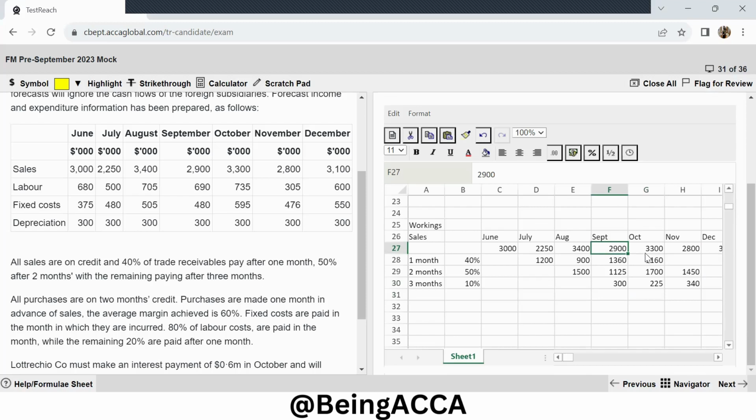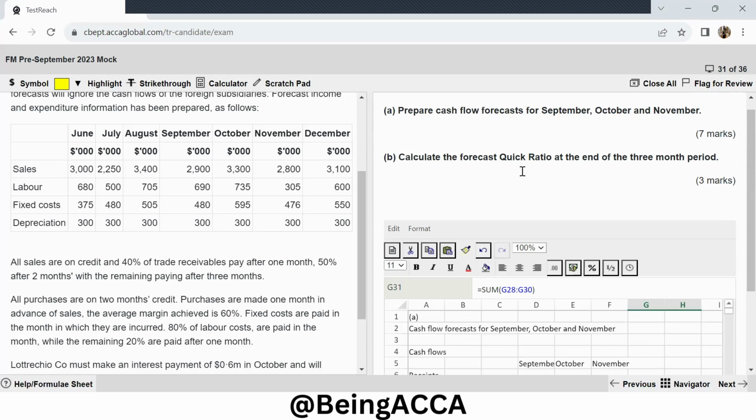Now let's go for October. So for October, again, the 1 month payment will be 40%. After 2 months, we'll be getting it in the month of December, so we don't really need to find that out. So we can total the receipts for the specific months that we need the figures for. So it will be nothing but the sum of these three figures. So this will be 2785, and I can just copy paste the formula over here as well. And this will be 3085 and 3110.